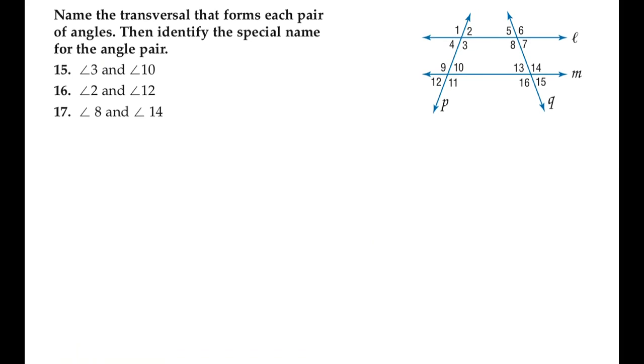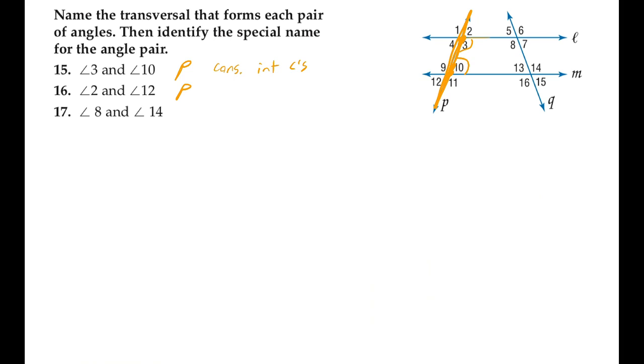Okay, name the transversal that forms each pair of angles. So that forms 3 and 10. So passing through 3 and passing through 10, the one transversal is line P. The one going from 2 to 12, that's the exact same transversal, right? Name the transversal, then identify. Gotcha. So it's still P for the second one. So 3 and 10, those are both in between the two lines and same side.